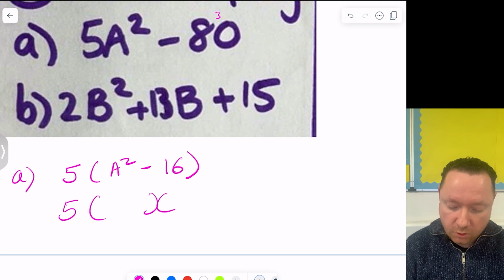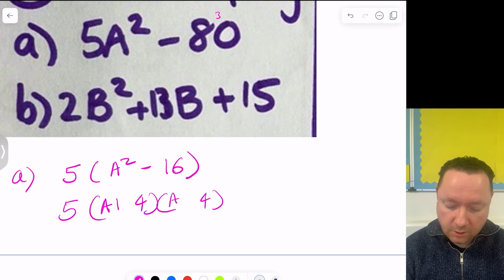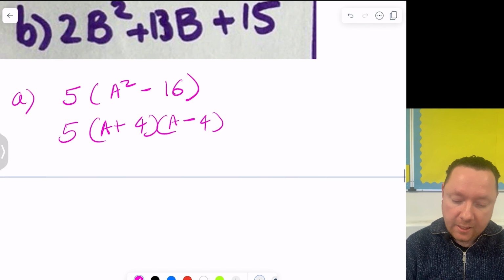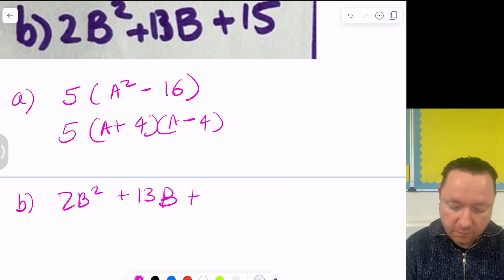Well, that's a difference of 2 squares, so I can write a and a. Square root of 16 is 4, 4 and 4, plus in one bracket and minus in the other, and we're done there. Part B, factorise 2b squared plus 13b plus 15.